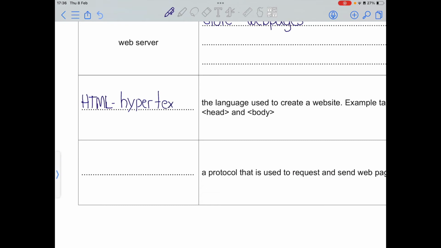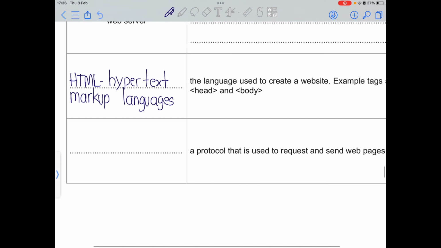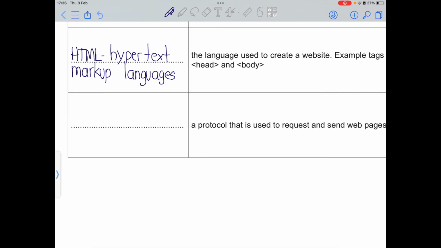Hypertext markup language. That's HTML. A protocol that is used to send and receive, that's going to be HTTP.